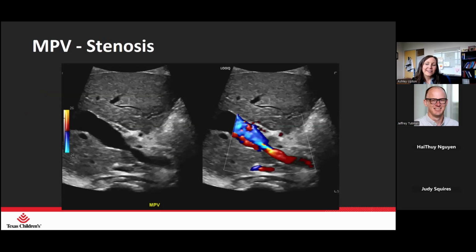And this is a patient that had prehepatic portal hypertension with a stenotic main portal vein. You can appreciate the stenosis on the grayscale image on the left, and then the image on the right shows aliasing of color flow at the stenosis, which indicates the velocities are much higher in that specific location, as well as there's chaotic flow just distal to that stenosis.